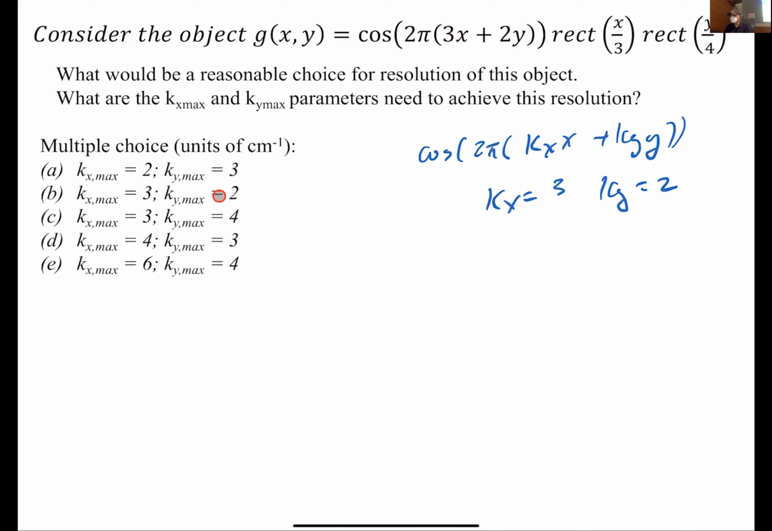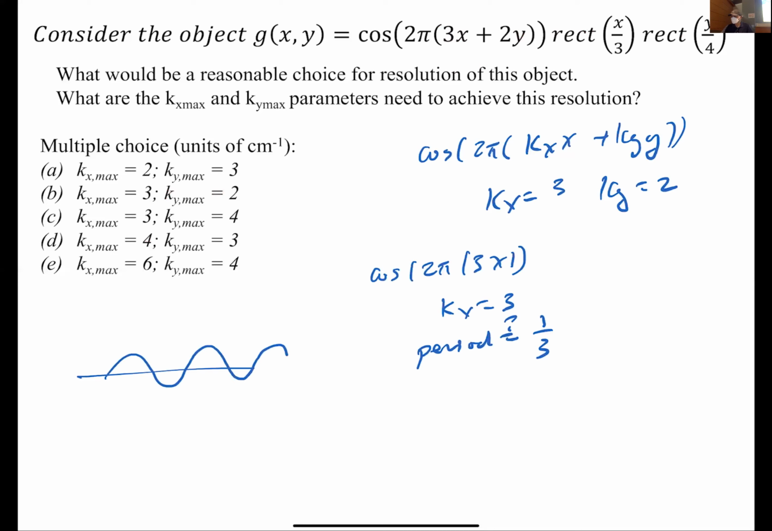The other way to look at the problem, working it towards what we just talked about, is to look at cosine 2 pi 3x. The setup has kx equal to 3. What is the period of that cosine? Yeah, 1 over 3. If we drew that, it would look something like this, where the period is 1 over 3.